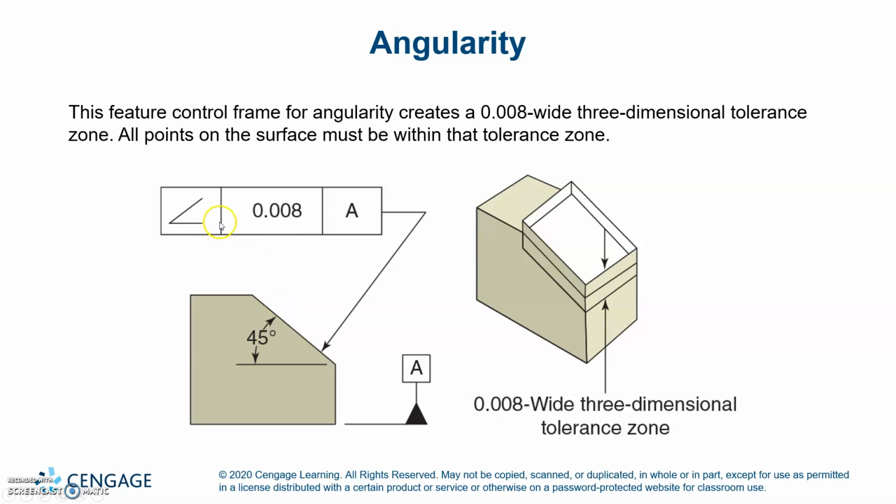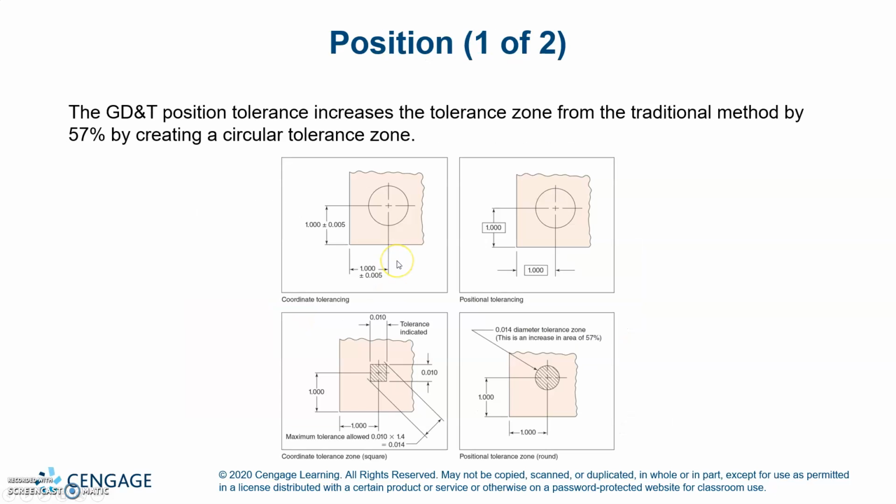Angularity. It's got to be within 0.008 of that zone there, or that line there. Position. The GD&T position tolerance increases the tolerance zone from the traditional method by 57% by creating a circular tolerance zone.